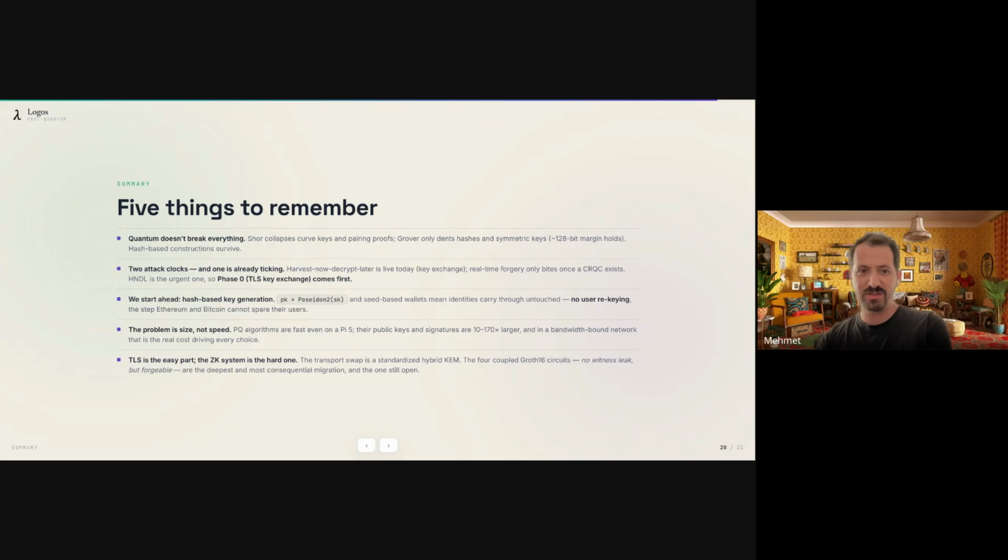And the last thing is, TLS is the easy part for us. We will make this change before the mainnet, but changing the zero-knowledge system is the hard one, and we are trying to solve this problem. We can solve it. I hope we can solve it, because we have good researchers and engineers. We can solve this problem.